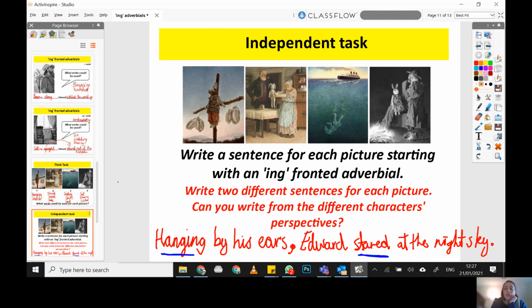So your job now is to pause the screen and go away and write 8 sentences, because you're going to have 2 for each picture. 2 sentences about Edward hanging on a cross, 2 sentences about Nellie and Lawrence holding up Edward, 2 sentences about Edward falling from the ship, and 2 sentences about Edward and Bull sitting by the campfire, please. Once you've written those sentences, come back and press play to see what you need to do to finish the lesson.